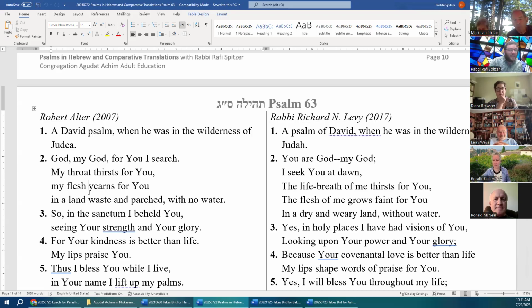But again, I sort of feel like who am I to look at Robert Alter, who is one of the greatest Tanakh scholars of the generation, and be like, I don't know if he really got the Psalms.